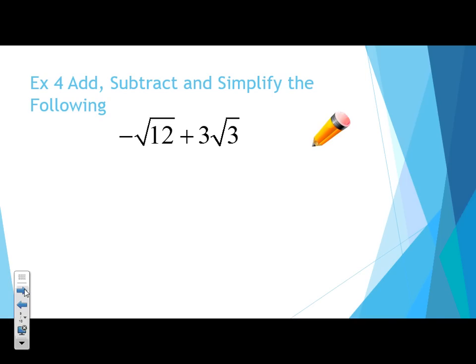Okay, let's do another one. Here's another one where my radicals are not matching up. My radicand number is square root of 12 here, and a 3, not so much. But I need to simplify before I go forward.